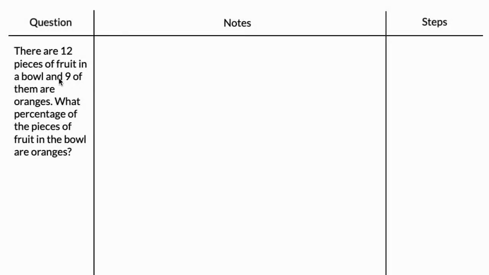There are 12 pieces of fruit in a bowl and 9 of them are oranges. What percentage of the pieces of fruit in the bowl are oranges? So in this one here, we're actually being asked what the percentage is. So we're trying to find the percent that 9 is of 12.